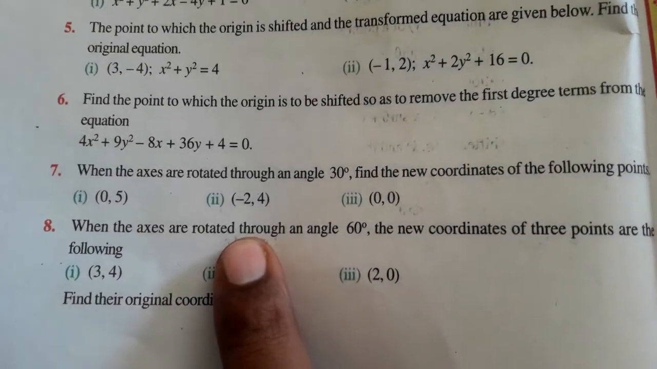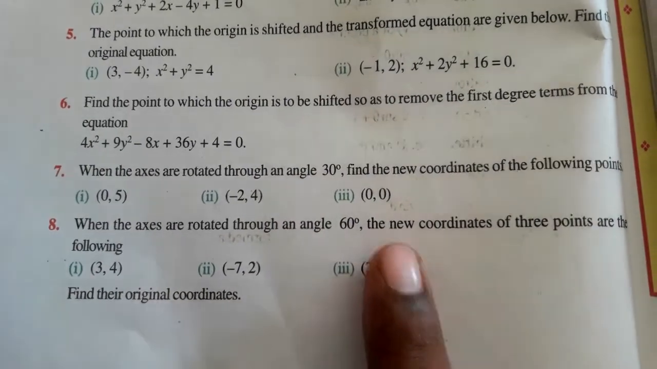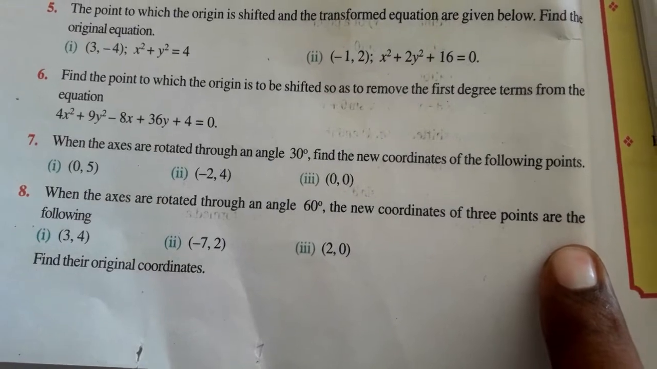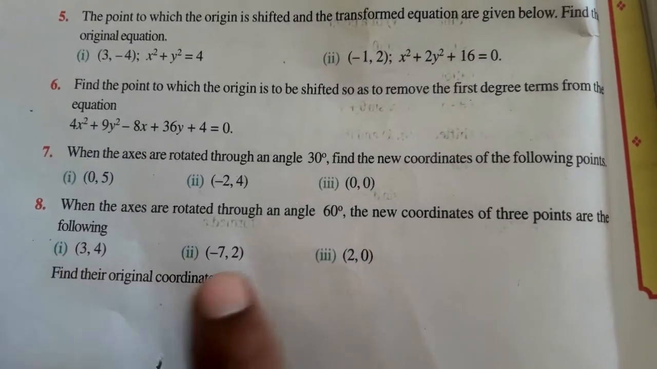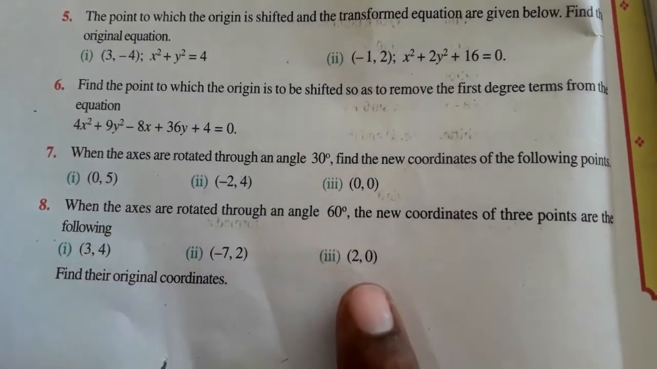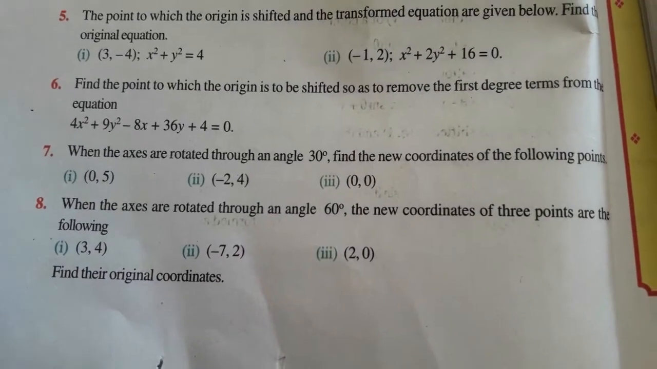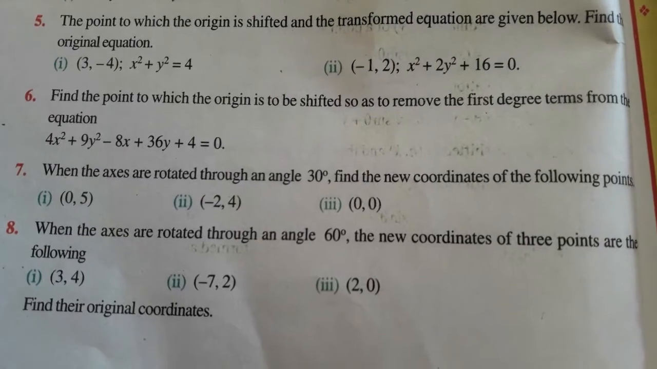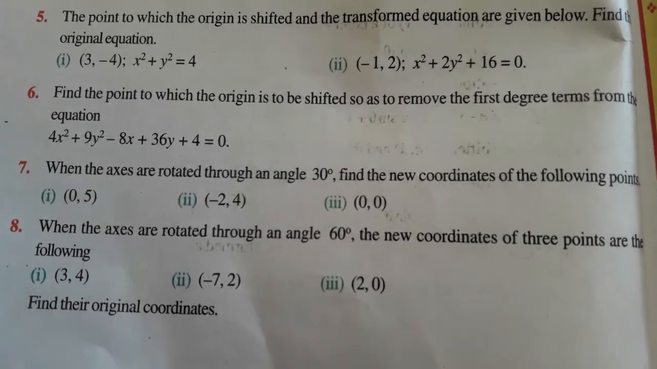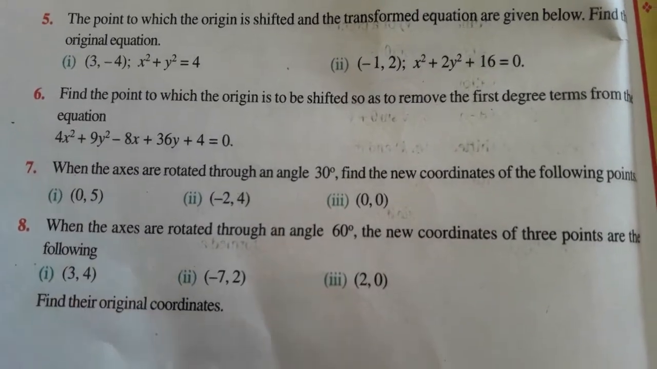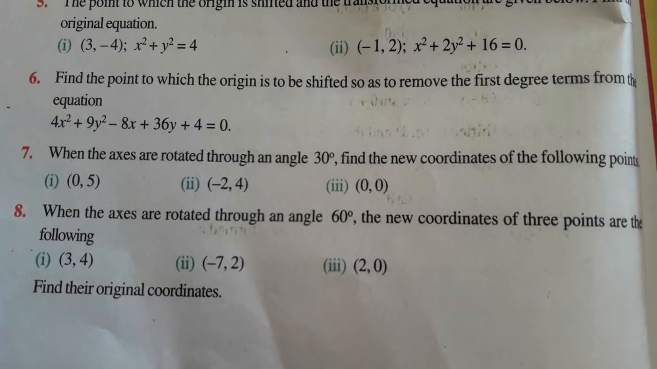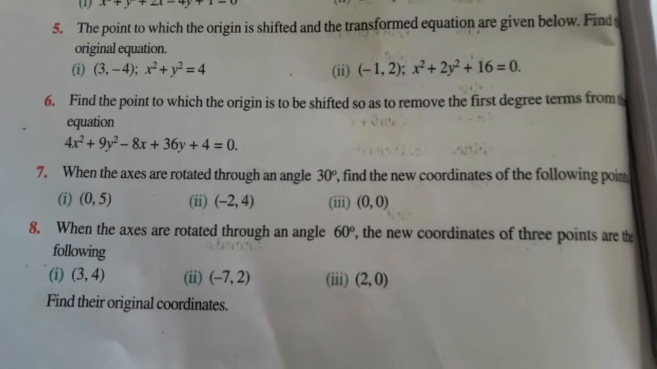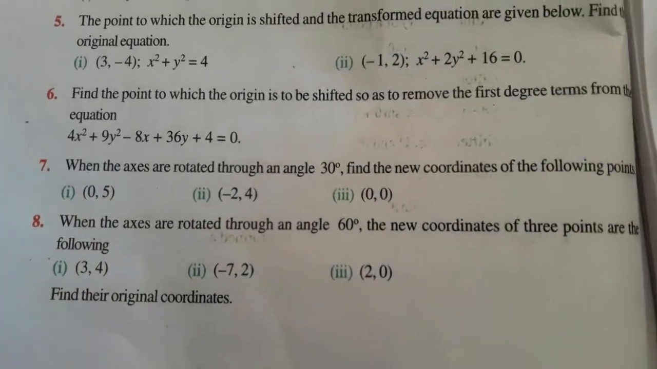When axes are rotated through an angle 60 degree, the new coordinates of 3 points are the following: (3, 4), (minus 7, 2) and (2, 0). Find the original coordinates. So here the axes are rotated through an angle 60 degree. Here the new coordinates are given, so we have to find the original coordinates. Very simple question. Now I will explain two questions. One question will be given as a homework.